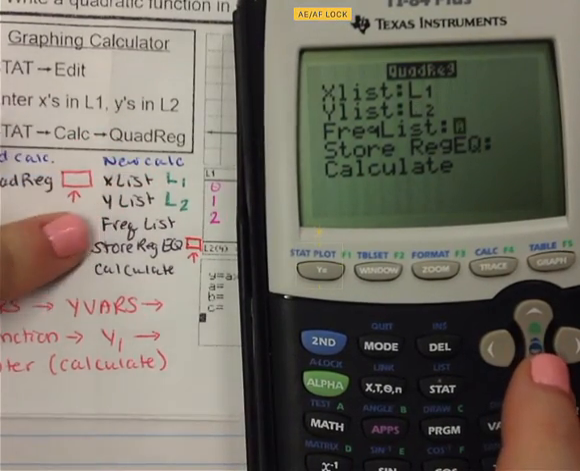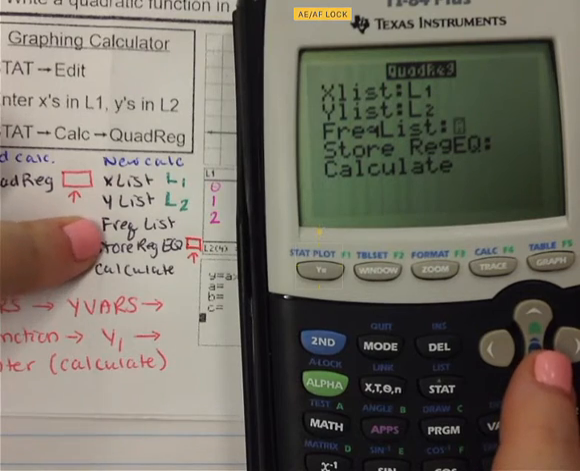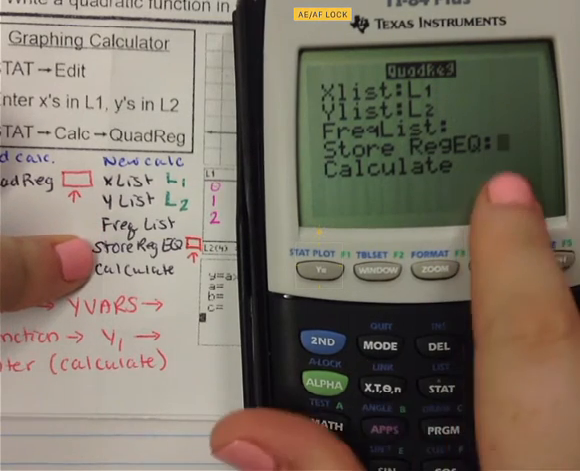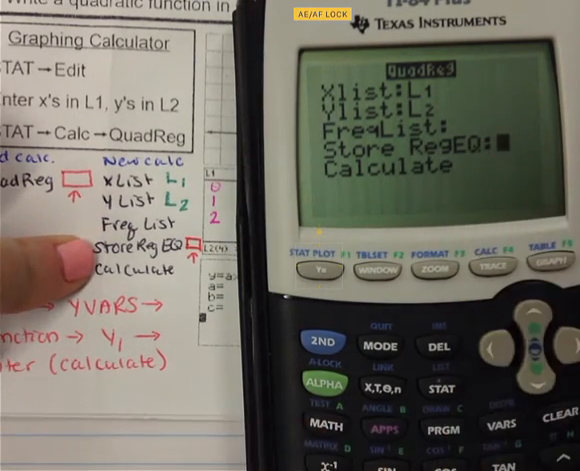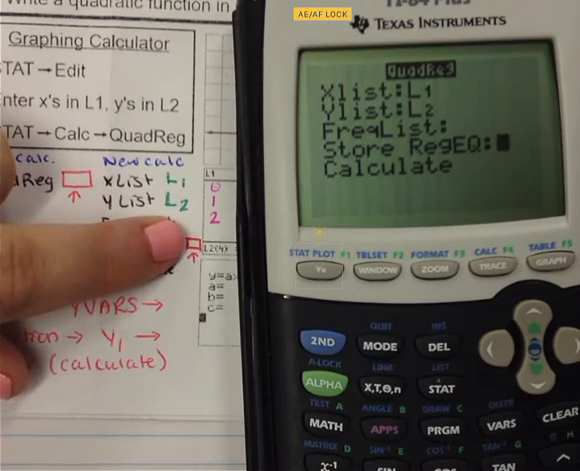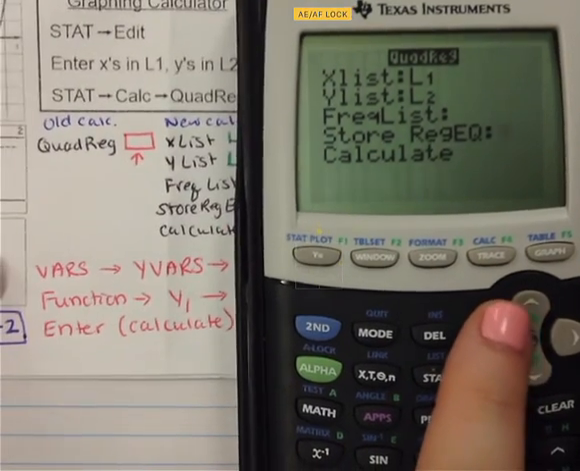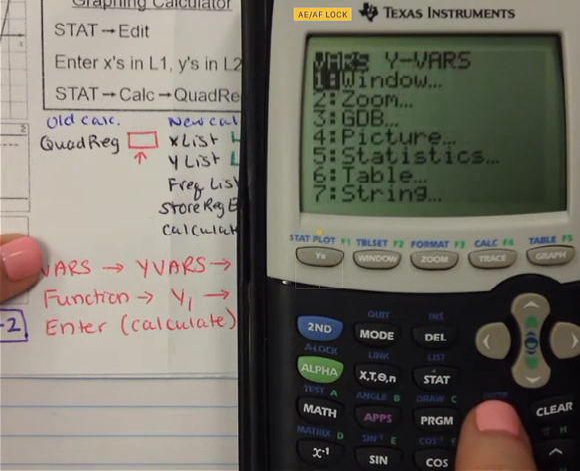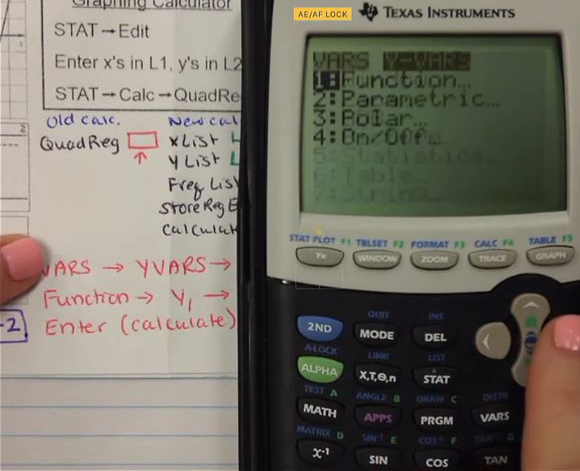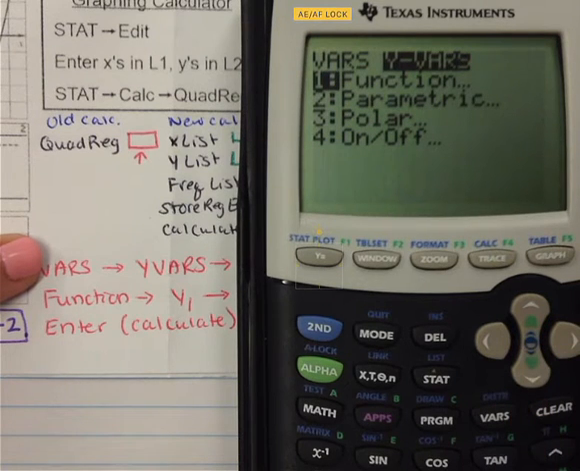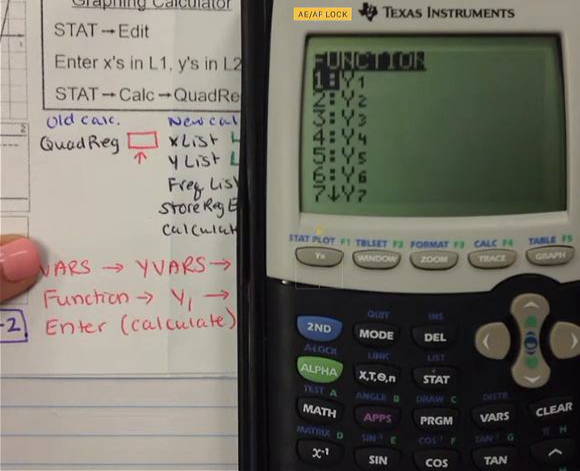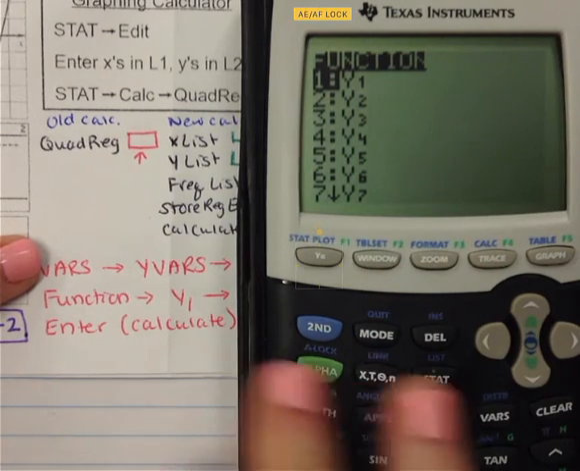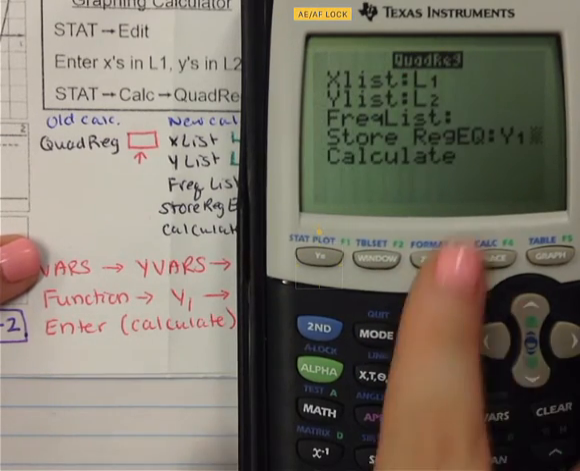So we're going to skip over frequency lists. There's nothing that we need to put in there. But we need to go down to store regression equation. This is where our cursor is going to be blinking. Now it's the same thing we did on the last calculator. We're still going to press the vars button right here. We're going to go over to yvars. We're going to press enter on function. We do want to put it into y1. We don't have to put it into y1, but it's good to use. And then it goes back to the screen.